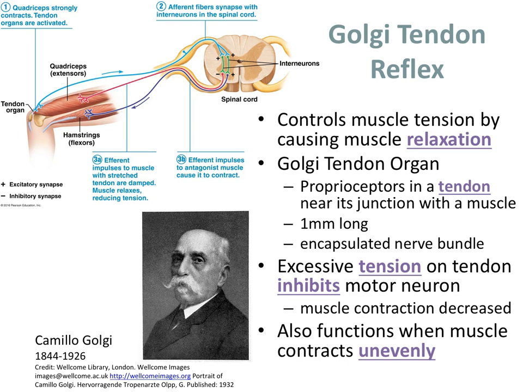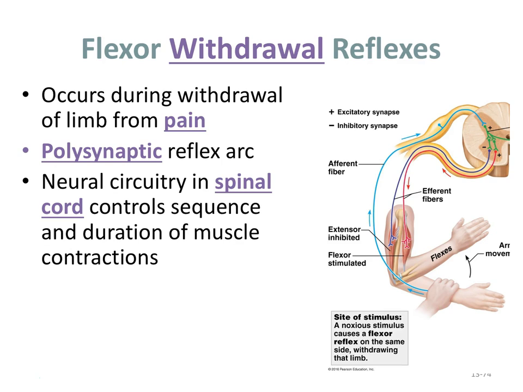This motor neuron that goes out to the antagonist muscle is stimulated by the excitatory neurotransmitter and releases acetylcholine at the antagonist muscle, which causes the antagonist muscle to contract. This Golgi tendon reflex is a protective reflex and also functions when the muscle contracts unevenly.